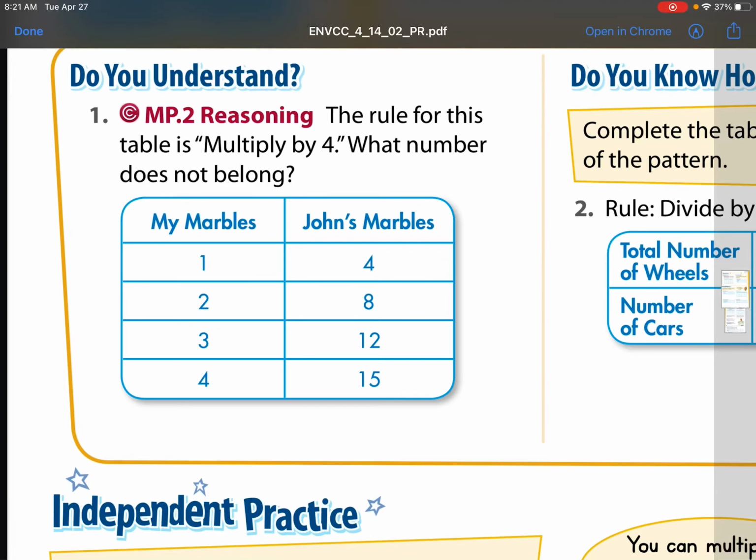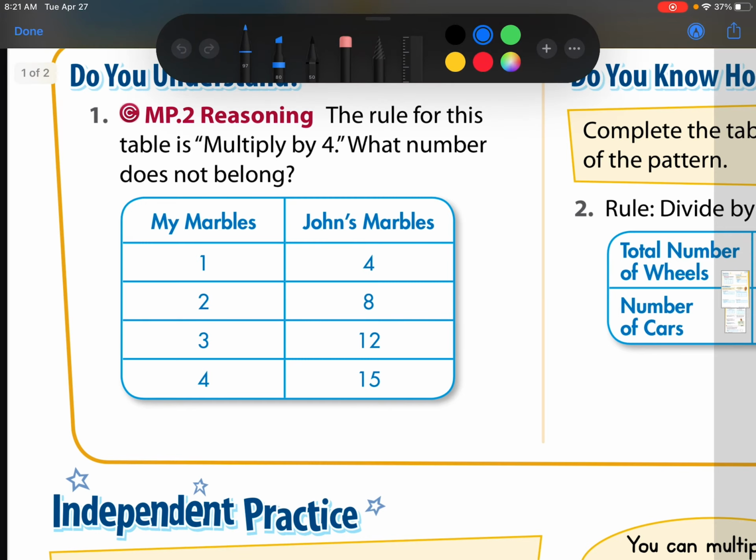Well, guys, this is lesson 14-2, which again is working with patterns and our rules that go with those patterns. So let's look at number 1. It says the rule for this table is multiply by 4. What number does not belong? So remember with our rules, what that means is to get from one column to the next, something happens. So this is always multiplying by 4.